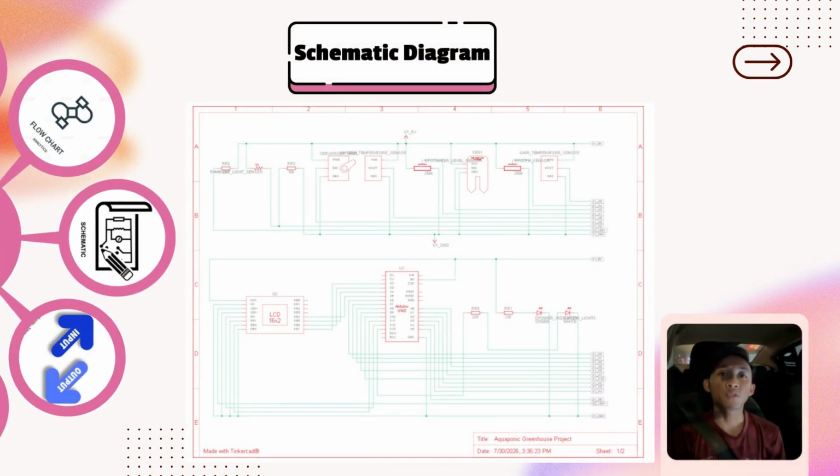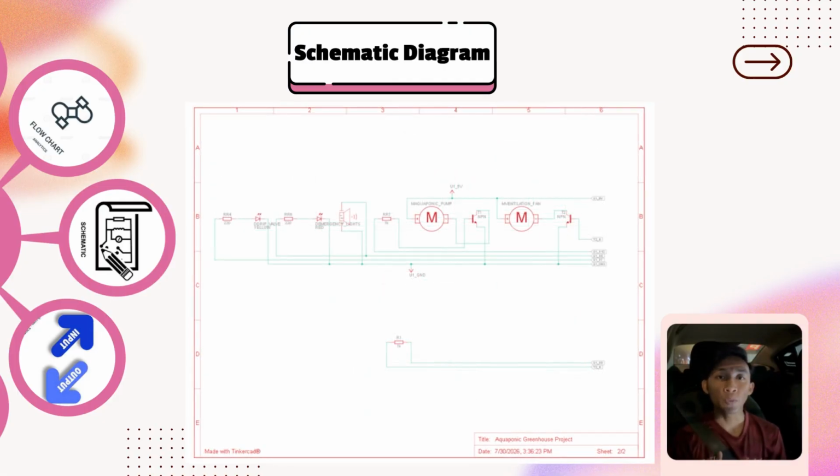This schematic diagram shows the complete automation system for our vertical farm aquaponic greenhouse. It is divided into two sheets. On sheet 1, the Arduino acts as the main controller. It receives input from the ambient light sensor, temperature sensor, soil moisture sensor, and water level sensor. Based on these readings, the Arduino controls the servo motor, updates the 16x2 LCD display, and activates the green and white indicator LEDs to show the system status.